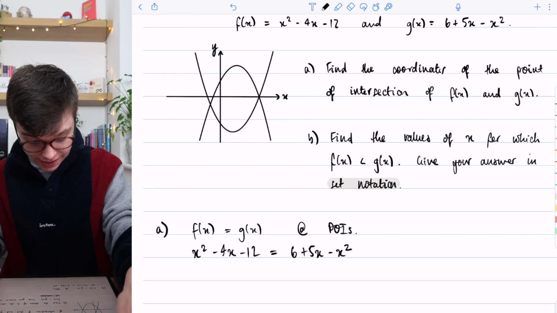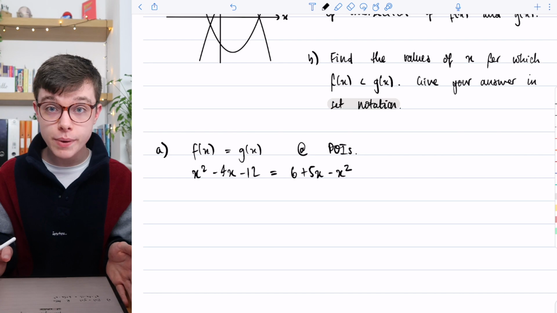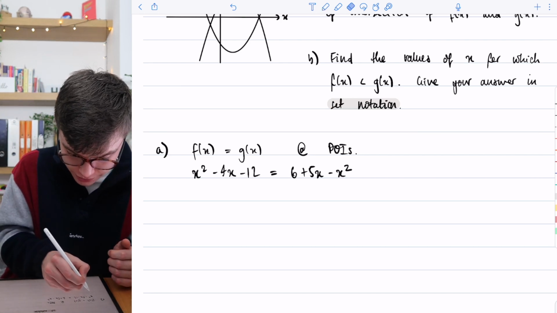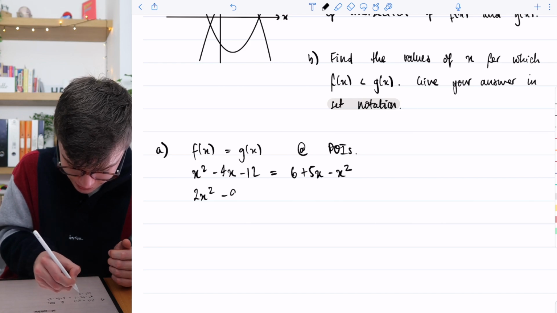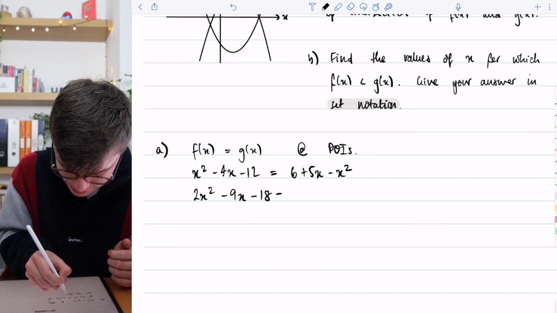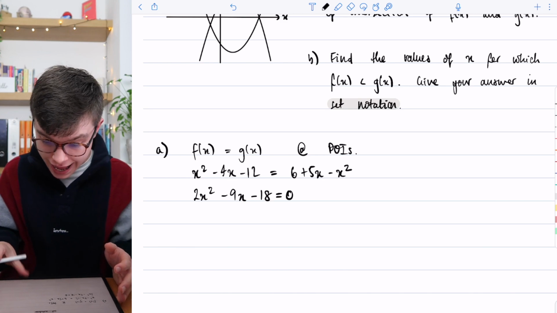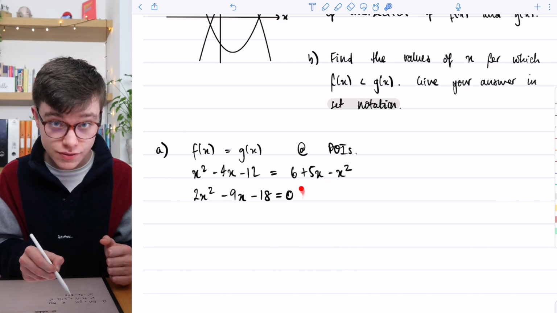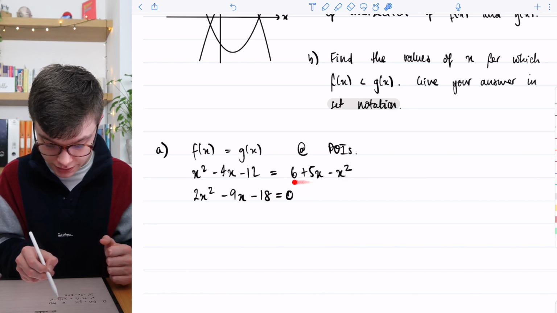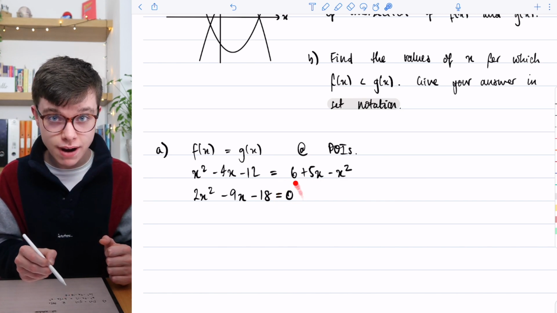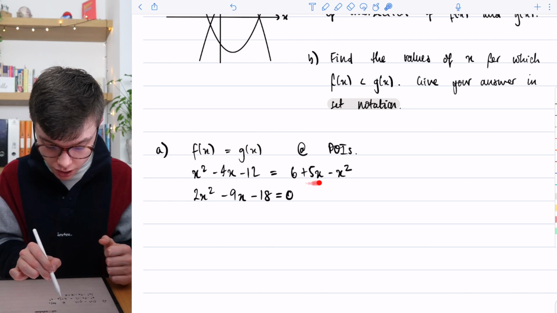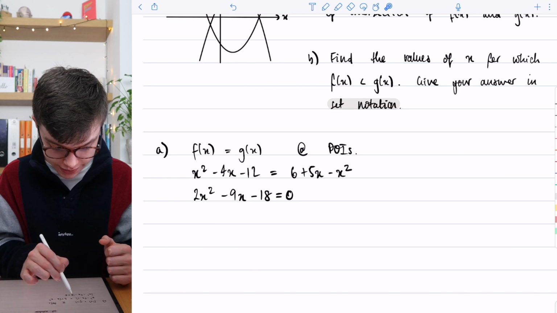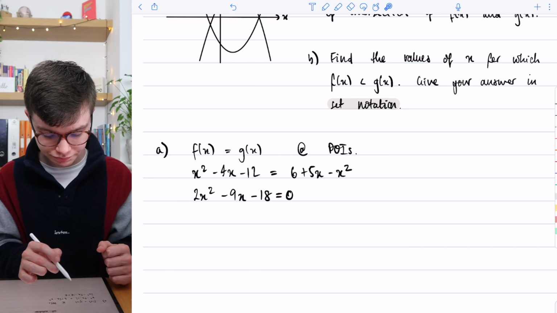So we want to basically solve a quadratic, so we can manipulate that a little bit to get this: 2x squared minus 9x minus 18. And we get that by adding x squared to both sides to get rid of the negative here. That gives me a right-hand side of 0. So I'm going to take off the 5x from both sides to give me minus 9, and take off the 6 to give me minus 18.